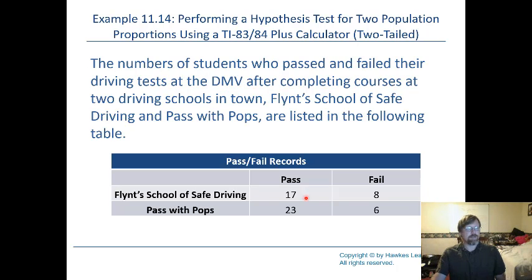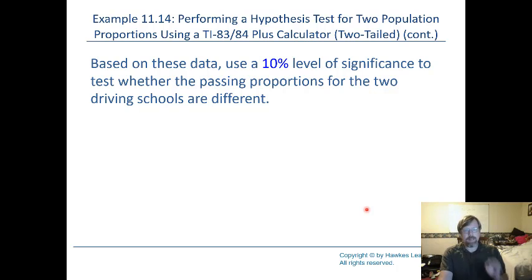So let me go back here. You may want to, let's see, this sample size is going to be 17 plus 8 is 25 total. So 17 of 25 pass, 8 of 25 fail. This is 29, 23 of 29 pass, 6 of 29 fail. Okay, go ahead and get calculated, and we'll unpause when you're ready to move on, and we'll look at what's happened here.